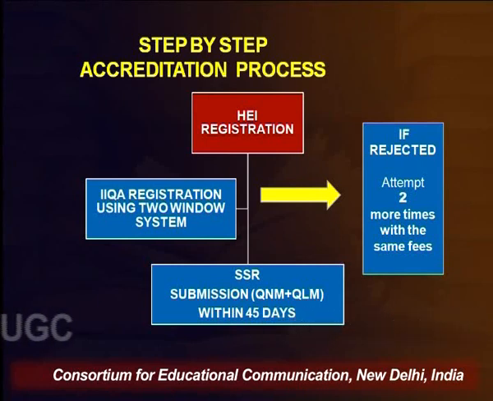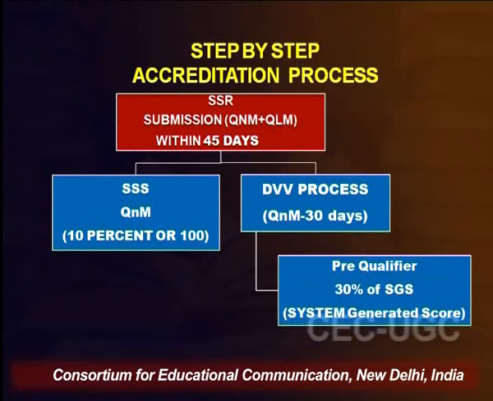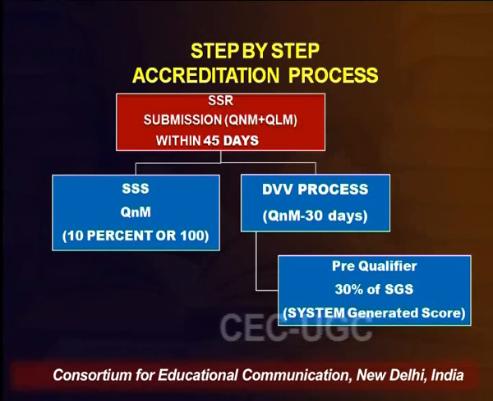The next is that you need to submit your SSR report within 45 days of the registration process being done. This is a self-study report which has 2 parameters, one is quantitative and the other is qualitative. After you submit the SSR report within 45 days, there is the SSS, that is the qualitative parameters, which is 10% for 100, and DVV, that is quantitative for 30 days.